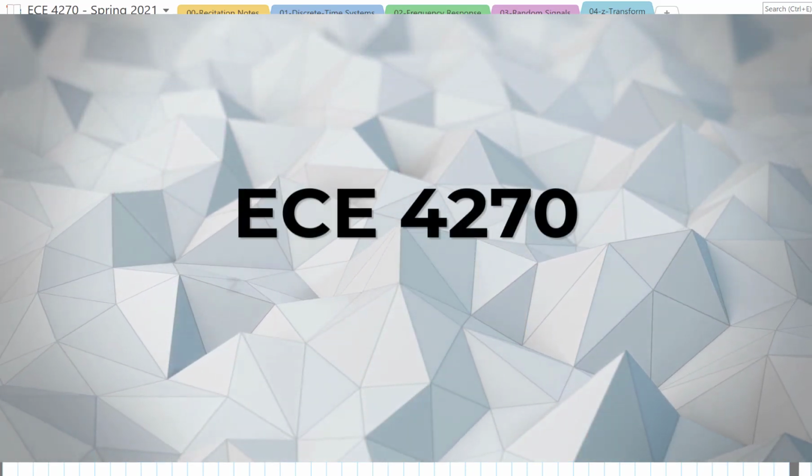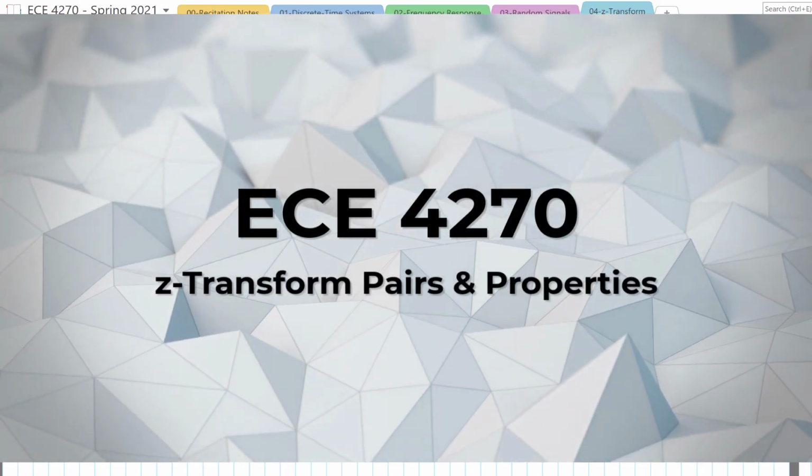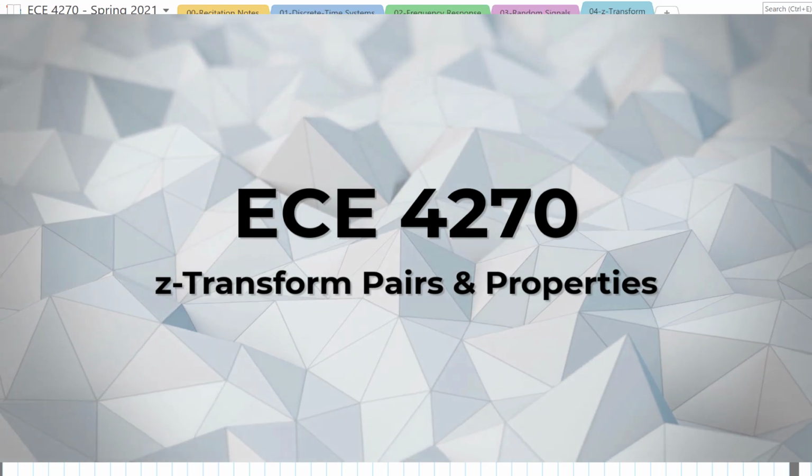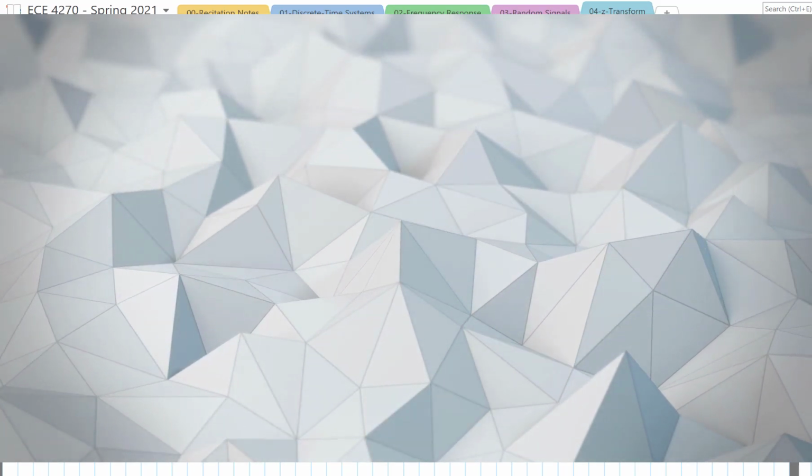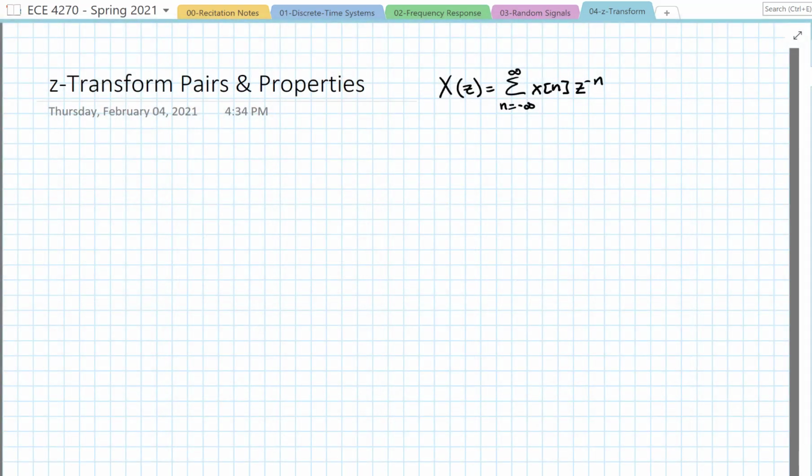Welcome back. We've introduced the basic idea of the Z-transform, and we've also talked about convergence in the Z-transform a little bit. I'd like to switch gears and talk about some Z-transform pairs, and we can go through some of that development, and hopefully you'll get a little bit more familiar with the Z-transform itself. So I have a copy of the Z-transform definition written up there at the top of the page.